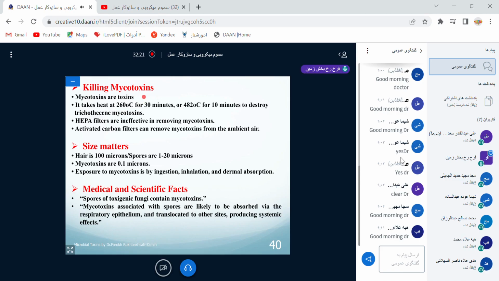Killing mycotoxins. So the name mycotoxin has two parts. Toxin is not a good name. Toxin means poisonous substance. A poisonous substance can inhibit or kill most live cells of humans, of animals, or any living things.